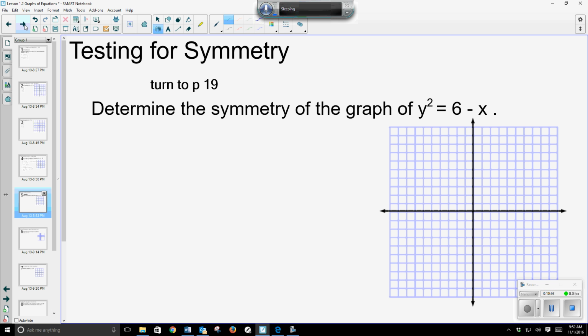So can you look at y squared equals 6 minus x and determine if it's symmetric about the x-axis, y-axis, or both, which would mean about the origin? If you put in negative x for x, you're going to get a different equation, right? But if you put in negative y for y, it squares and becomes the same thing. So that one is symmetric about the x-axis. If you can put negative y in for y and simplify and get the same thing, then it's symmetric about the x-axis.